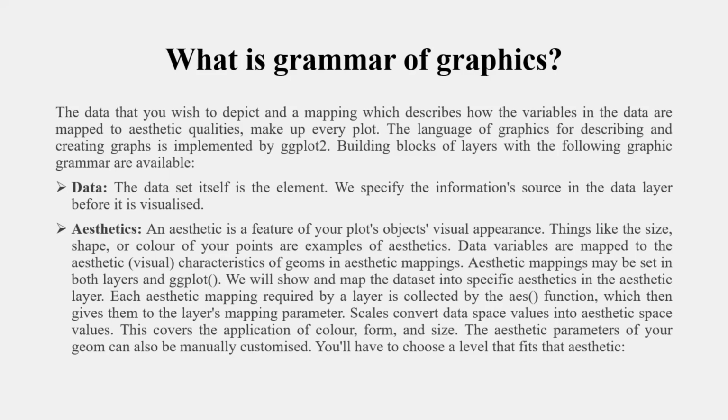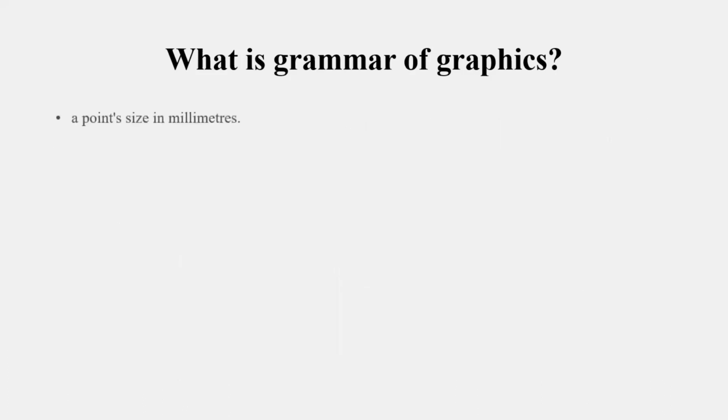Each aesthetic mapping required by a layer is collected by the aesthetic function, which then gives them to the layer's mapping parameter. Scales convert data space values into aesthetic space values. This covers the application of color, form, and size. The aesthetic parameters of your geom can also be manually customized. You will have to choose a level that fits that aesthetic, such as a character string representing a color's name, a point size in millimeters, a point shape represented by a number.